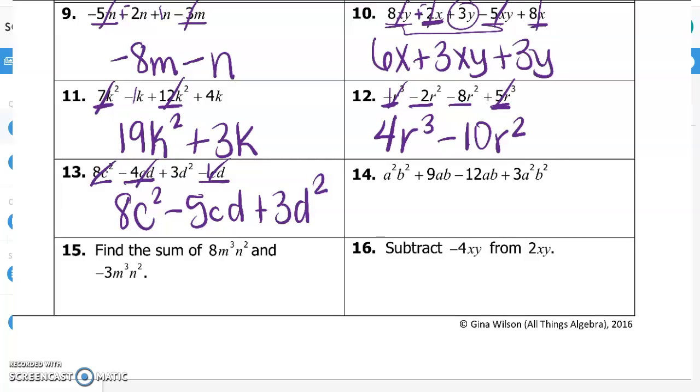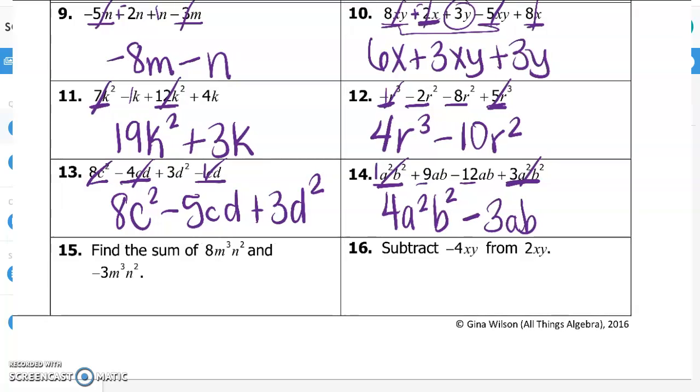Number 14, I'm going to do the ones with the exponents first. So a squared b squared plus 3a squared b squared. So 1 plus 3 gives me 4a squared b squared. Then I have 9 minus 12 to give me negative 3ab. So again, when you say negative, just put a minus sign.